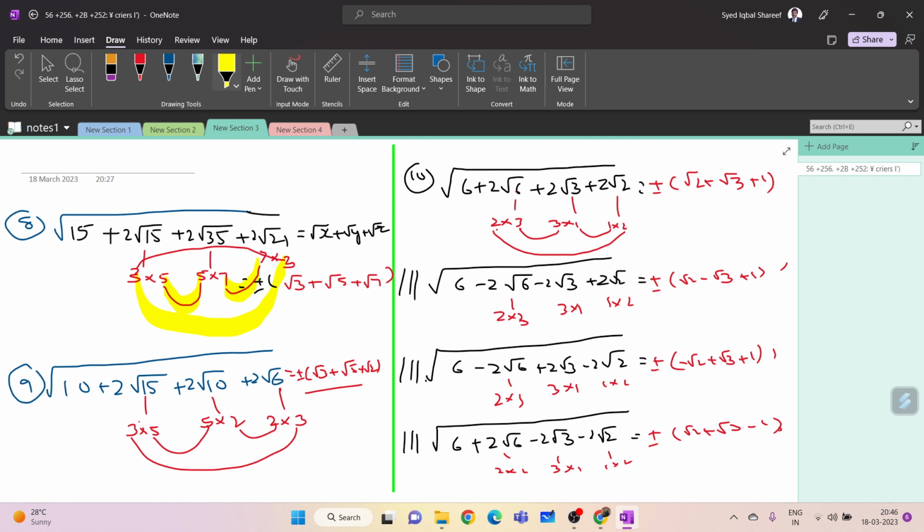So what is the first number? 3. The second number is 5. The third number is 7. So that's it. Similarly, this one. You see, we got the same. But here I have taken this problem all plus. You see, the answer is plus.